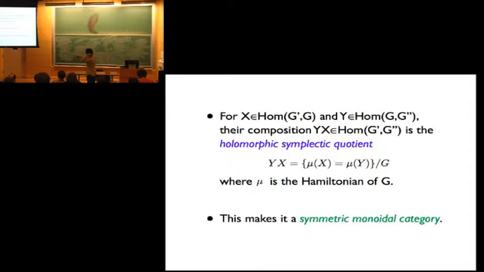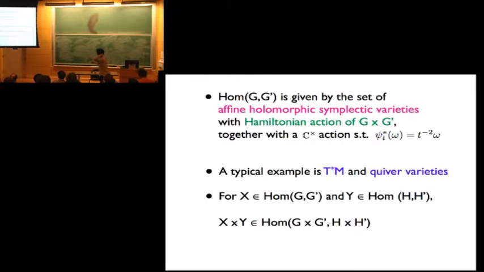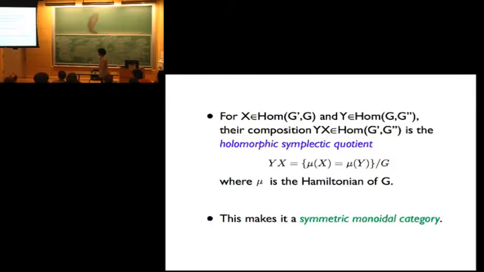In the notation of today's talk, G is really a complexified group in the physics terminology. So you should think of this G as SLN or something like that. These are the definitions of the objects and the morphisms. Let me summarize it again. Objects are just groups, and morphisms are affine holomorphic symplectic varieties with group action, with Hamiltonian action, and the composition is the holomorphic symplectic quotient. This makes it into a symmetric monoidal category, whose definition I learned last week.